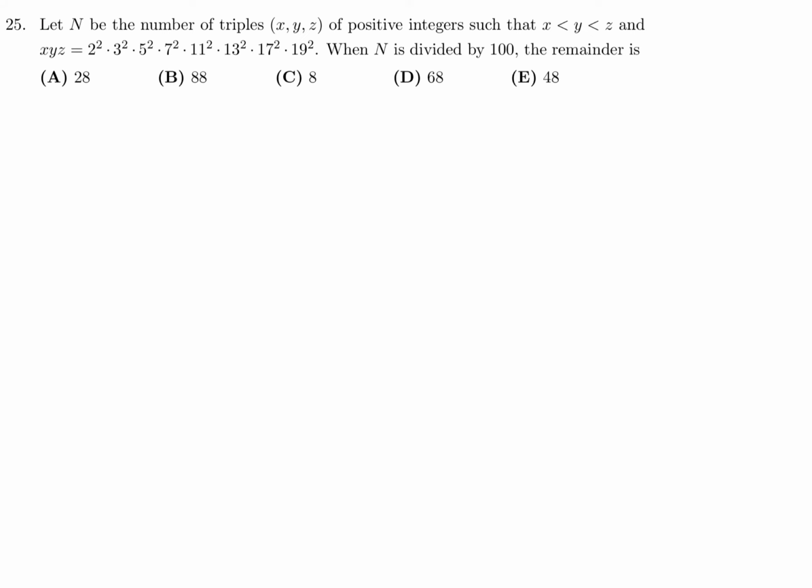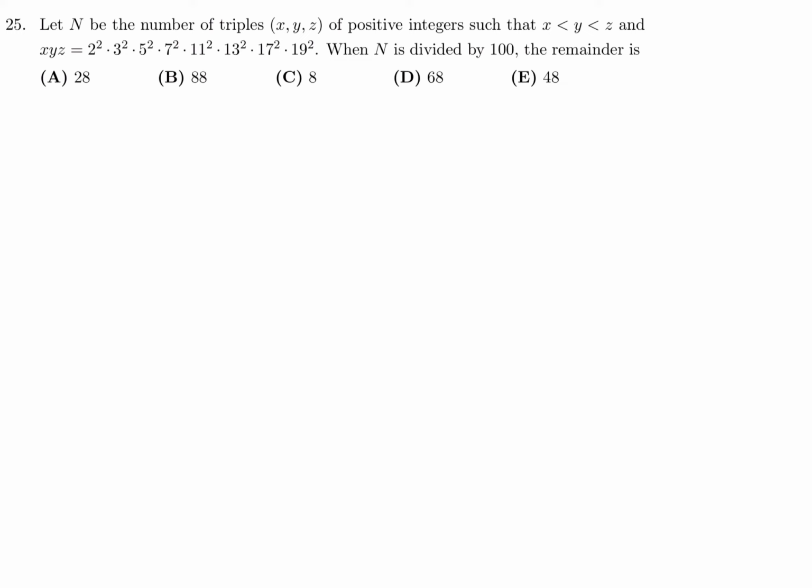Let n be the number of triples x, y, z of positive integers such that x is less than y is less than z, and x times y times z is equal to 2 to the power of 2, 3 to the power of 2, 5 to the power of 2, 7 to the power of 2, 11 to the power of 2, 13 to the power of 2, 17 to the power of 2, and 19 to the power of 2. When n is divided by 100, the remainder is.